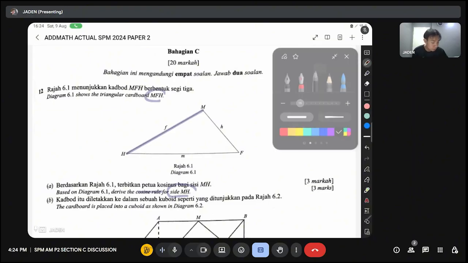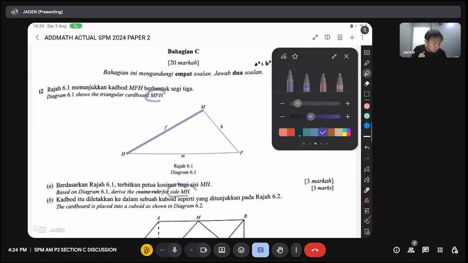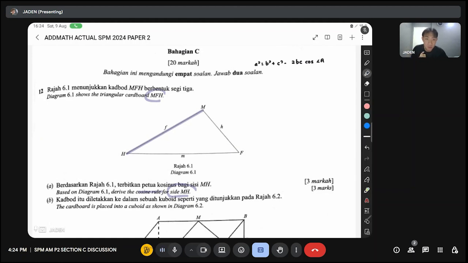So to start, I would like to reintroduce the cosine rule first, which is a squared equals b squared plus c squared minus 2bc cos angle A. To give you an idea, as we have to derive the cosine rule, we have to make up an equation that represents cos A and b squared plus c squared. We have to find something to replace it and make it up as b squared plus c squared minus 2bc times cos A. So I'm going to show you how we can do that.